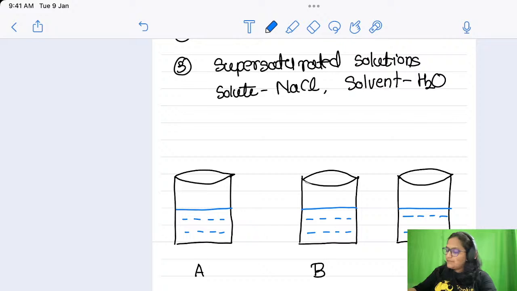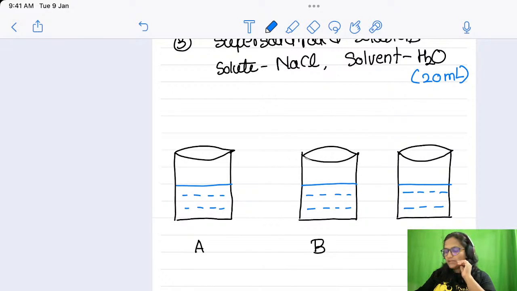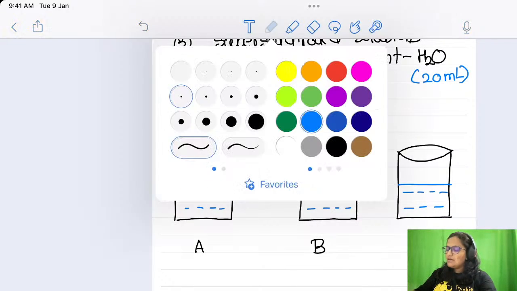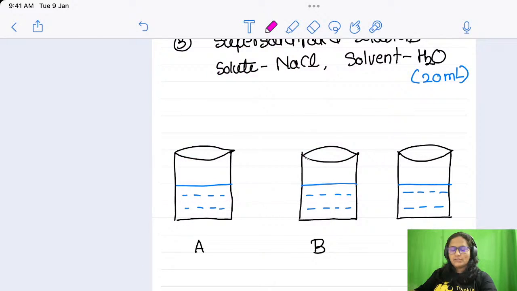So I'll write down that part here. I am going to take, for an example, 20 ml of water, right? I am going to change the amount of sugar crystal in them, right? For an example, in this I'll take 1 gram of sugar. In this I'll take 5 gram of sugar.